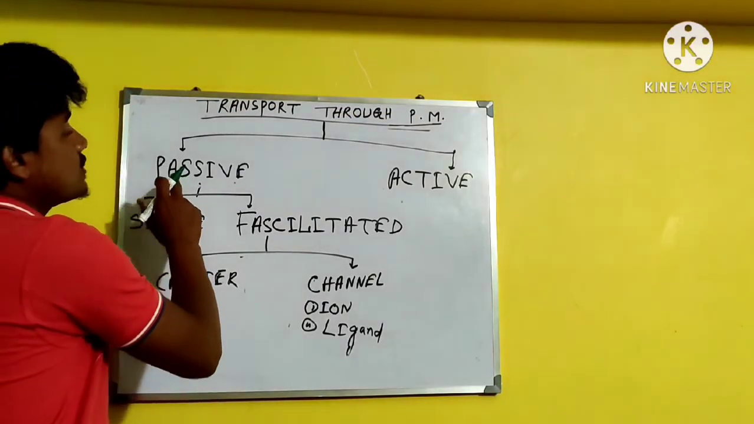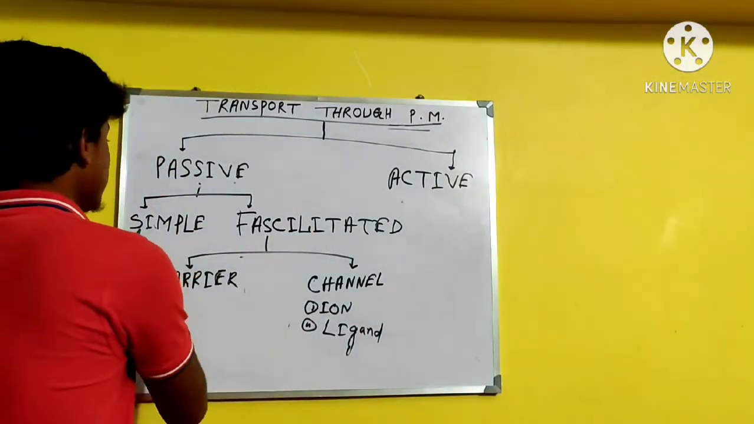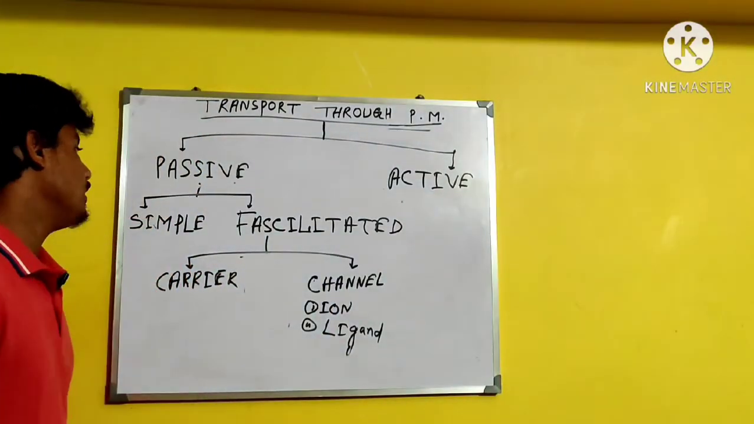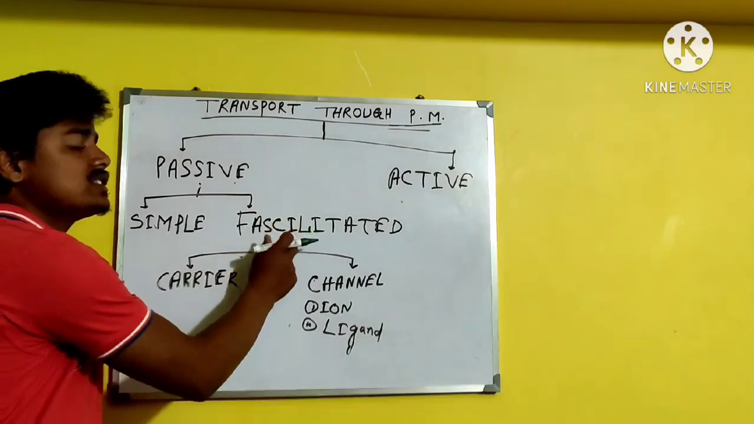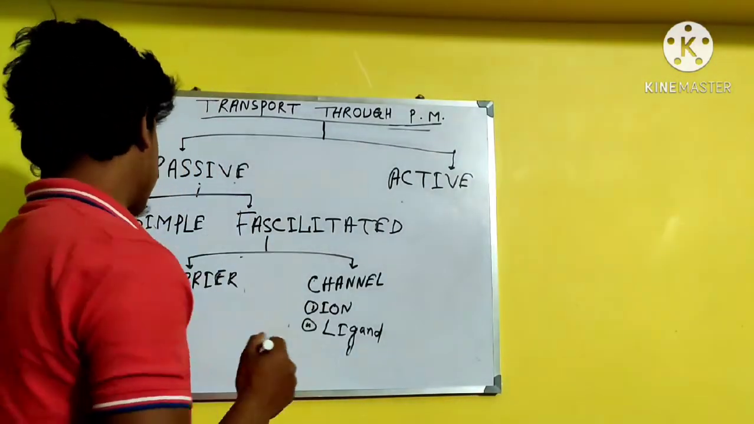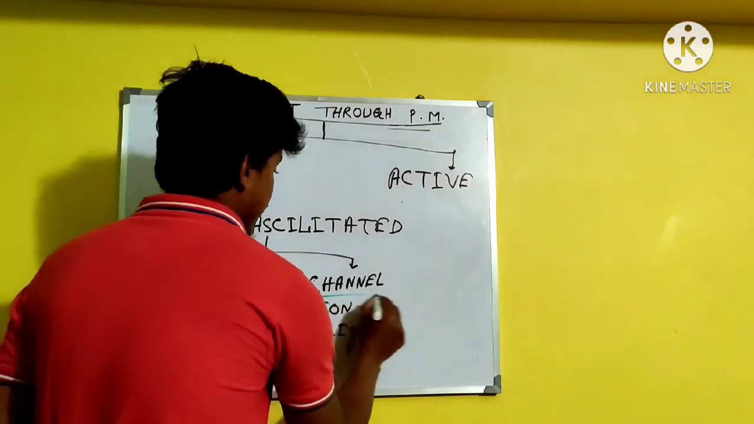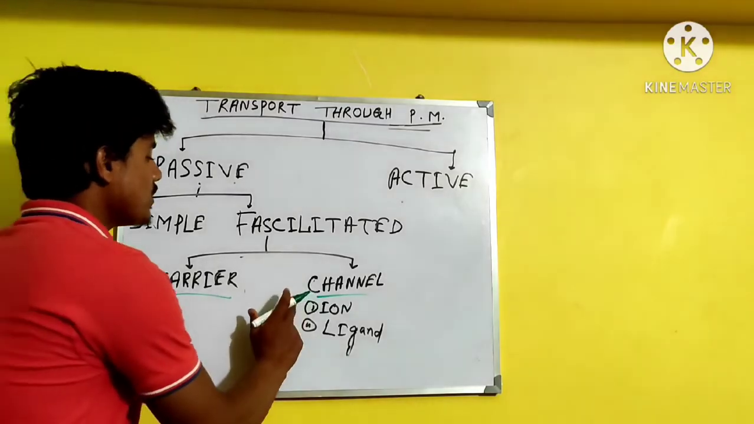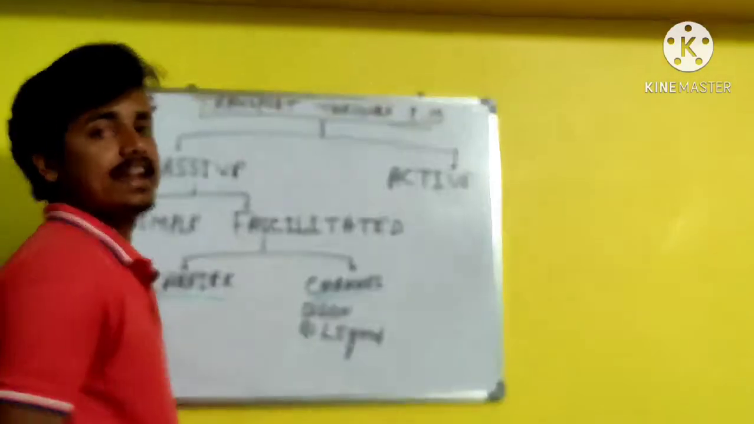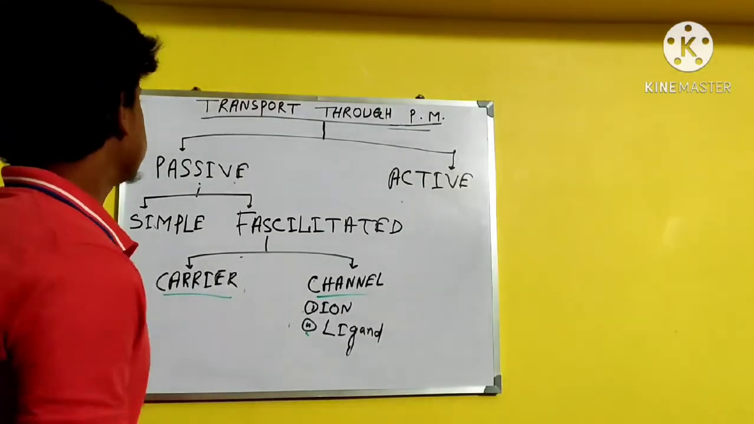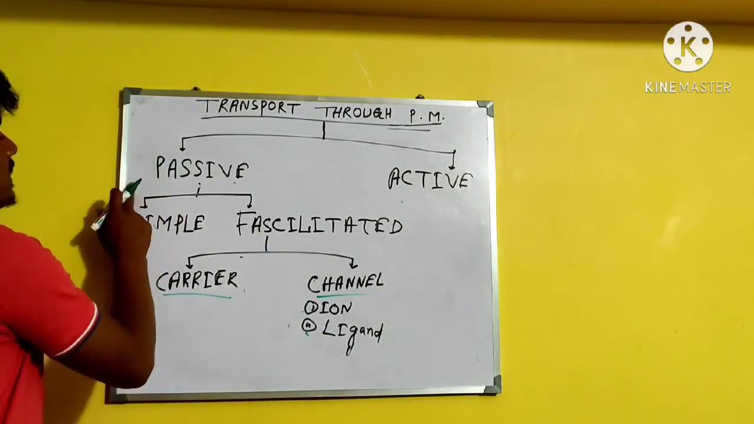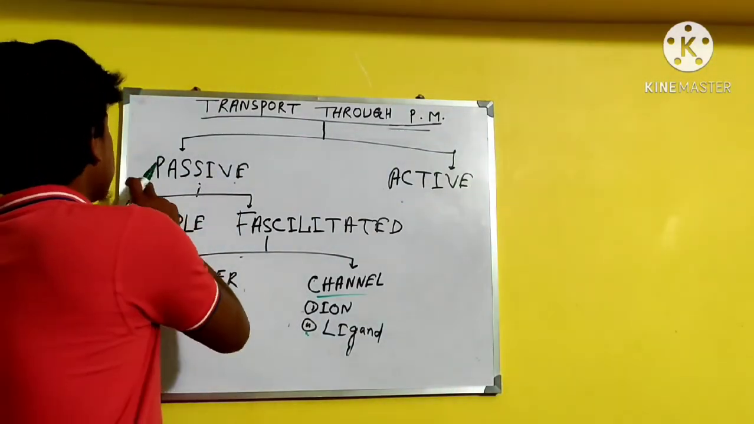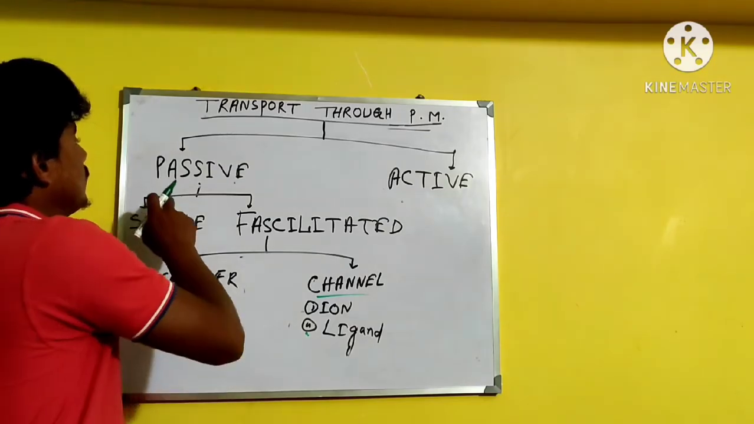So passive transport can be divided into two parts: one is simple diffusion and another is facilitated diffusion. Facilitated diffusion can be divided into two parts: one is carrier protein mediated and another is channel protein mediated. This channel protein may be an ion channel or a ligand-gated channel. These are the main types of passive transport, and we will discuss passive transport.